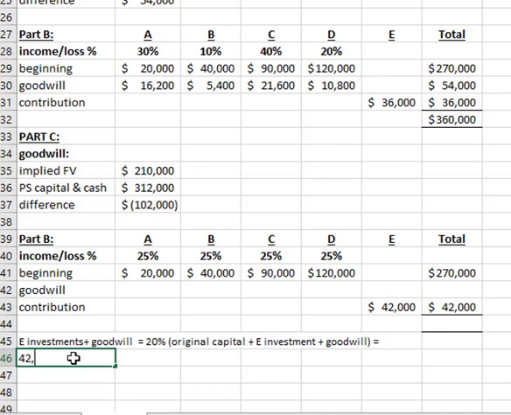We know 42,000 is going to be the contribution plus X equal, and then we've got 0.2 or 20% times the original capital 270 plus the 42 plus X. Okay, and so then you solve for X. So you multiply out the 20% times the 270, the 20% times the 42, the 20% times X, and then you subtract X from both sides.